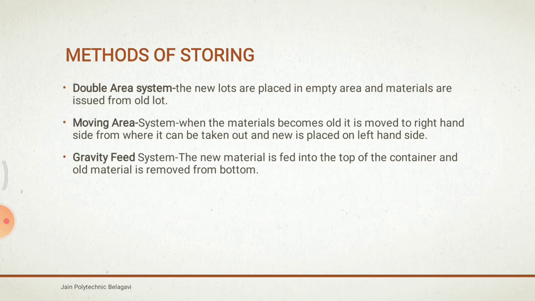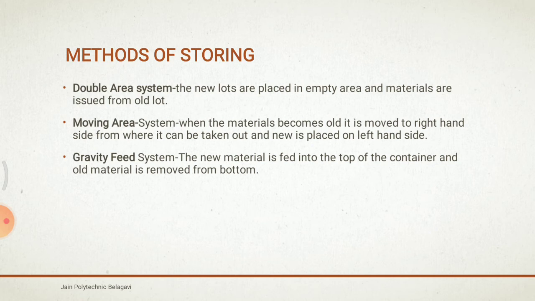When the material becomes old, it is moved to the right hand side from where it can be taken out, and the new one is placed on the left hand side. In the gravity feed system, the new material is fed into the top of the container, and old material is removed from the bottom. Usually coal is handled in this way.